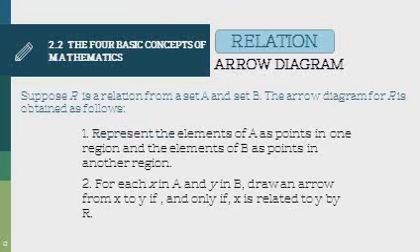Okay, so now let's have this: the arrow diagram. Suppose R is a relation from set A to set B. The arrow diagram for R is obtained as follows. First, represent the elements of A as points in one region and the elements of B as points in another region. Number 2, for each x in A and y in B, draw an arrow from x to y if and only if x is related to y by R.